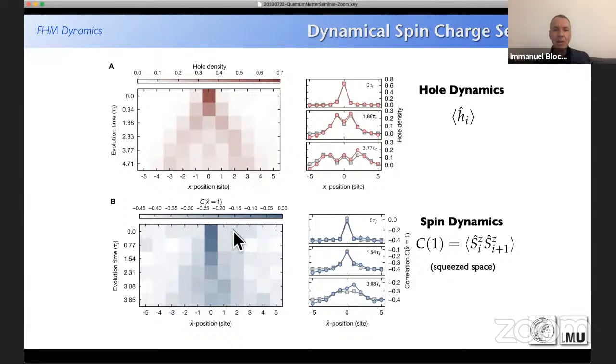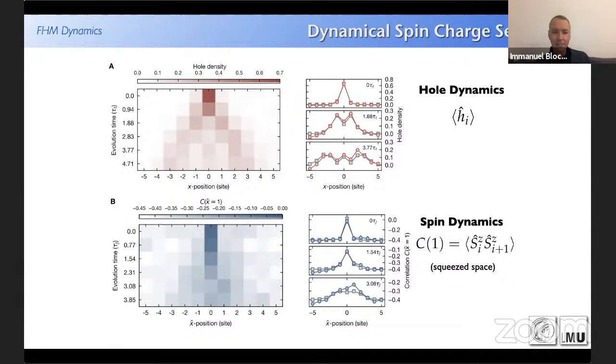For the spin part, we can look at the next neighbor spin correlator, the C1 spin Z correlator across the hole, and then start to see how the excitation we make also spreads out in time. We don't see an interference structure here, but we see some spreading of these correlations that we have in the next neighbor spin correlations in the system as well.